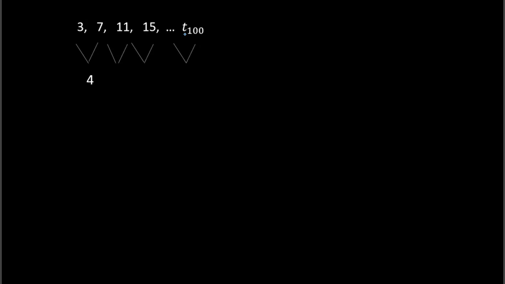So we see the pattern is we're adding 4. 3 plus 4 is 7, 7 plus 4 is 11, etc. So we keep adding 4 over and over again to get to the 100th term. The question is, how many times will I need to add 4 to the number 3 to get to the 100th term? So I start with 3, and then I'm adding a certain number of 4s. How many 4s do I need?